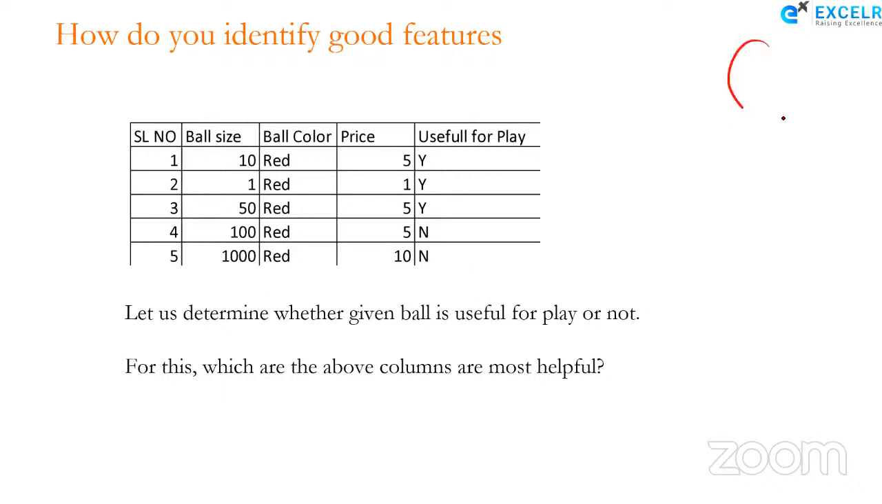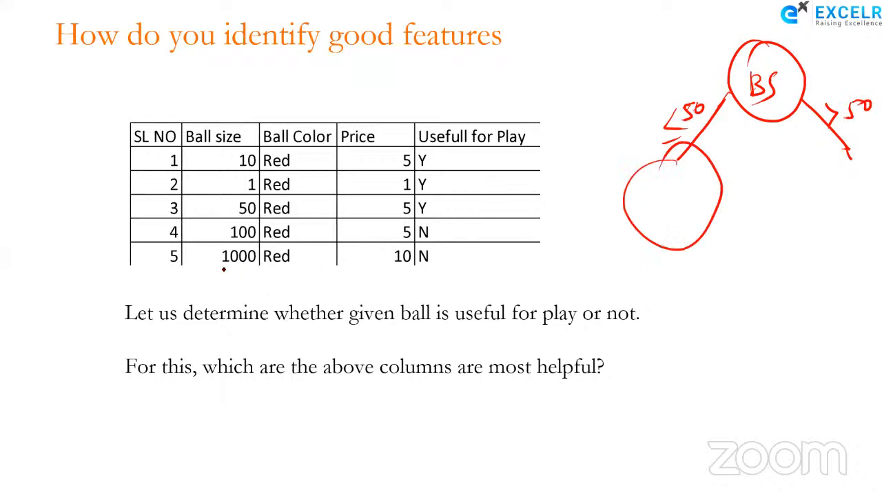For ball size, if I take a different value and split on it, will I get pure regions? Khushi is saying 50. Okay, let us say less than or equal to 50, greater than 50. What happens? Let us see. Visually, if you see here, these all belong to the no class, and these all belong to the yes class. So if you split at 50, you will get pure regions.